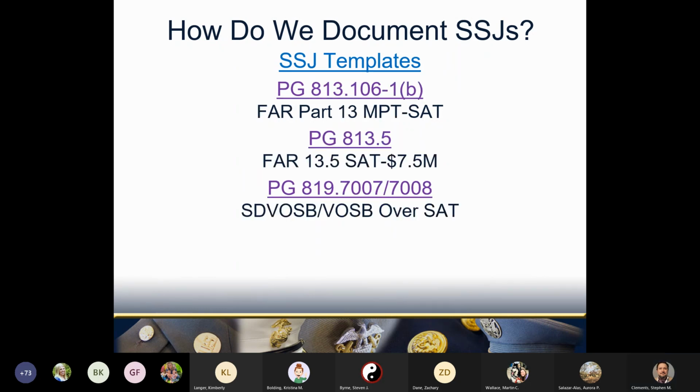And then for forms based on FAR Part 13 and VAR 819, we have these. And all these are going to be beneath the $7.5 million price threshold. And so as a result, these tend to be written on the simpler side. There's not as much to them. They're not as complicated, but you still want to make sure to get them right.